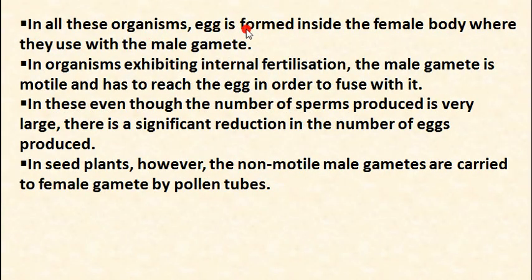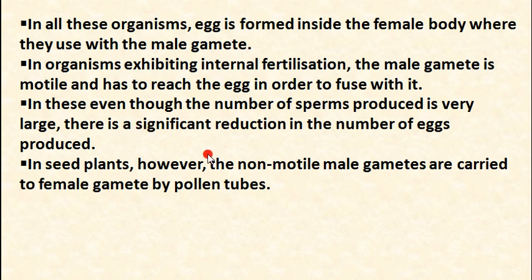In all these organisms, the egg is formed inside the female body where it fuses with the male gamete. Okay, the egg will form in the female body and the male gamete has to reach this egg. In organisms exhibiting internal fertilization, the male gamete is motile and has to reach the egg in order to fuse with it. Okay, फ्यूज़ होने के लिए मोटाइल होना ज़रूरी है मेल गैमेट्स का, तो ही वो फीमेल एग तक पहुंच पाएगा. In this, even though the number of sperms produced is very large.